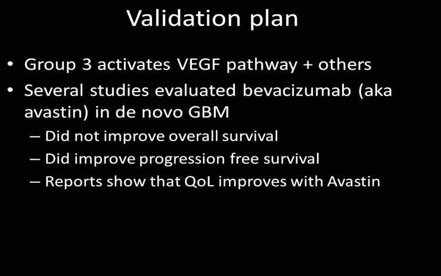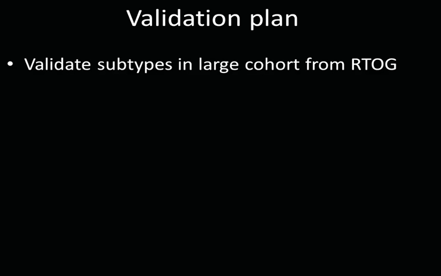So what I've just shown you is that this group 3 activates this VEGF pathway and many other pathways. And several studies have tried bevacizumab as a first-line treatment in de novo GBM. But they showed that it did not improve overall survival. It did improve progression-free survival. And some reports also show that quality of life improves with this drug.